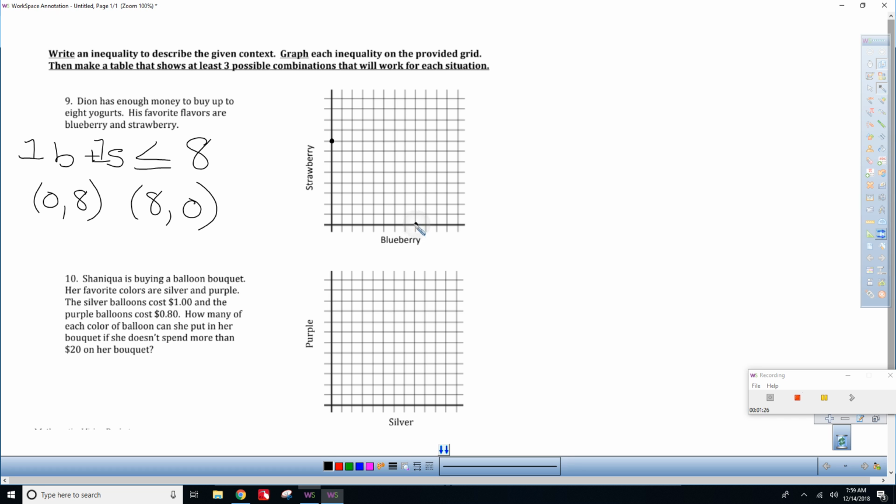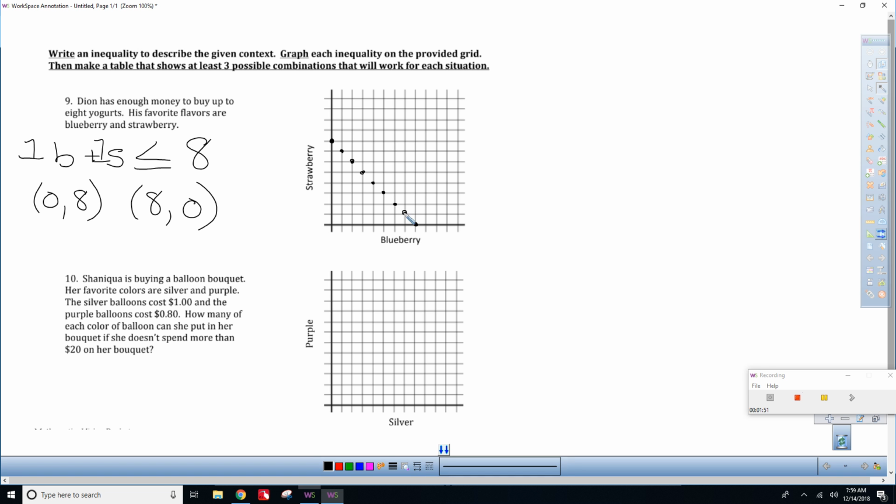Now, what we would typically do is connect that line like that. But in this particular one, I think we just need dots. I don't think this is a line. And the reason why is I don't think you can buy a fraction of a yogurt. It's not like a salad bar where you're buying it by the pound. You're buying it by the unit. Okay? So I think that is the graph.